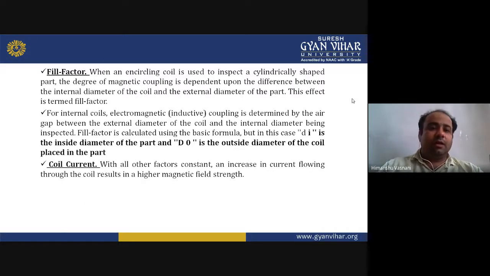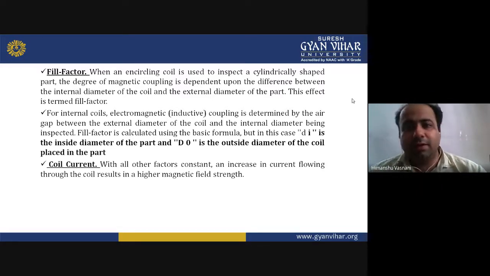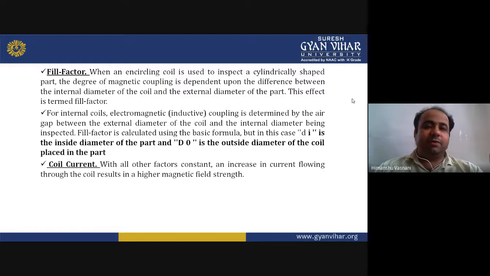Now, the fill factor. When an encircling coil is used to inspect a cylindrical shaped part, the degree of magnetic coupling is dependent upon the difference between the internal diameter of the coil and the external diameter of the part. So this effect is termed as fill factor.